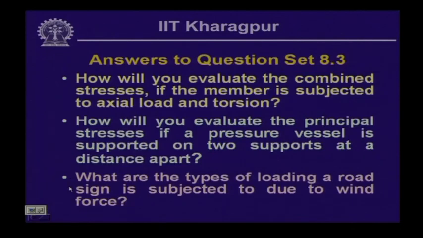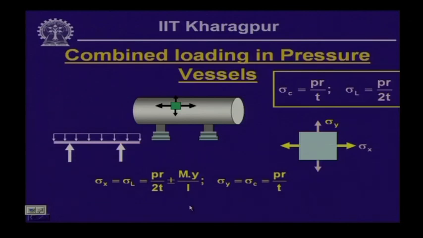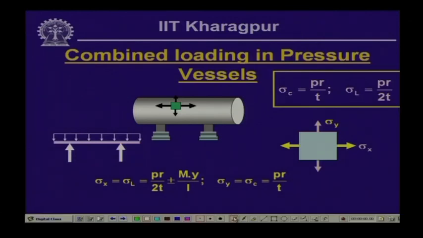Now, the second question posed was: how will you evaluate the principal stresses if a pressure vessel is supported on two supports at a distance apart? As you had seen, when a pressure vessel is subjected to some liquid which is exerting pressure on the container, we get two types of stresses. One is sigma c, the circumferential stress or the hoop stress, which is given by sigma c equals P r by t.